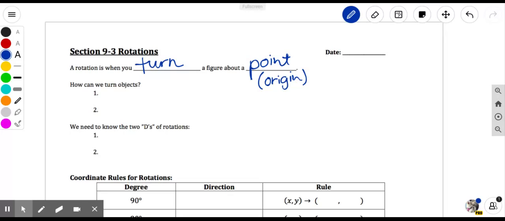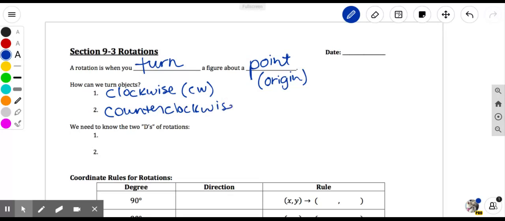So there are a couple things you want to ask yourself. The first thing is, how can we turn objects? Like, in what direction? There are two directions we can turn objects. There's clockwise, which I always abbreviate as CW, and then there's counterclockwise, which I always abbreviate as CCW. So clockwise goes like a clock that way. Counterclockwise goes that way, against the clock.